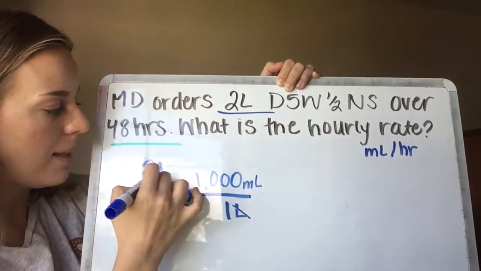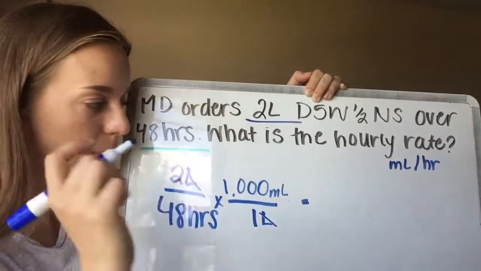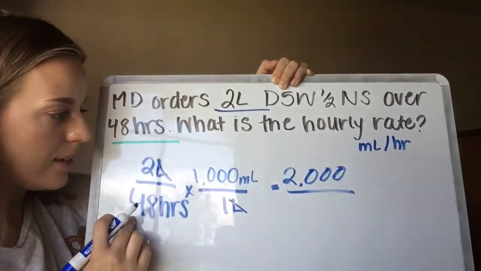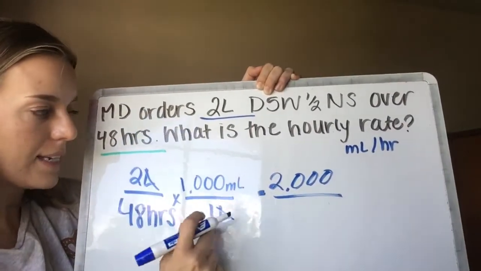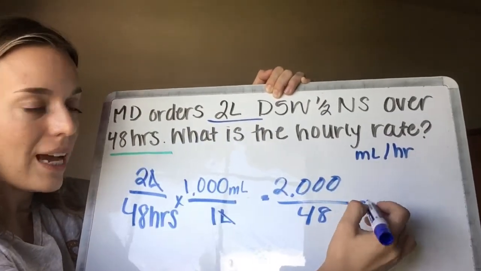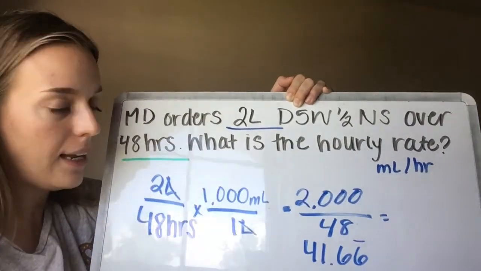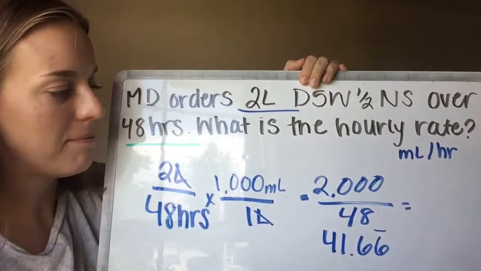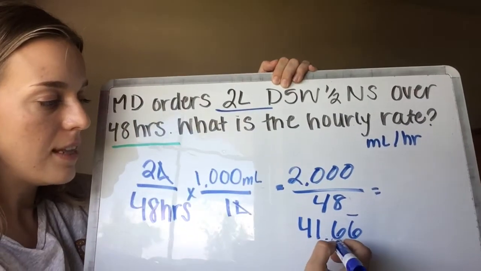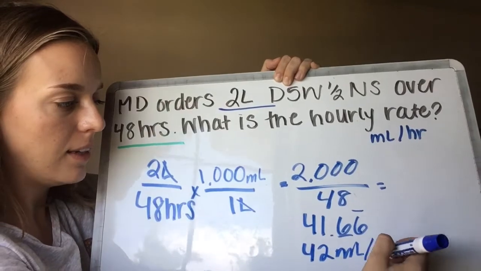So we're going to multiply the numbers on the top. So we've got 2 times 1,000. We're going to type it into our calculator so you don't screw anything up. And we know that that is 2,000. And we are going to multiply across the bottom. So 48 times 1 is 48. And after we divide those, we type into the calculator, and we get 41.66 repeating, but we can't give 0.66 of a milliliter in an hour, so we're going to be rounding up. This number here is greater than 5, so we're going to have 42 milliliters an hour.